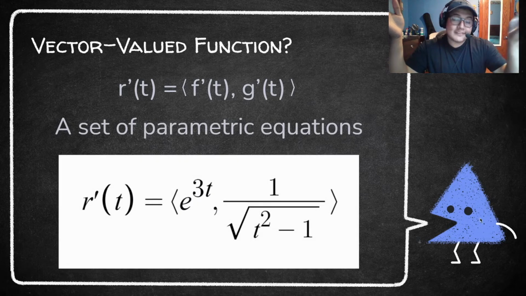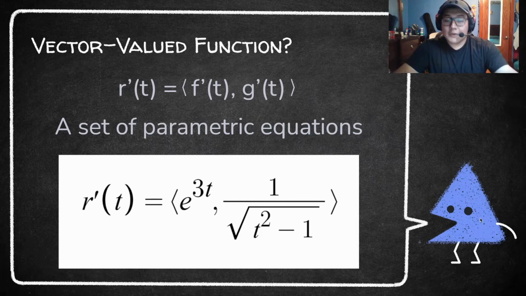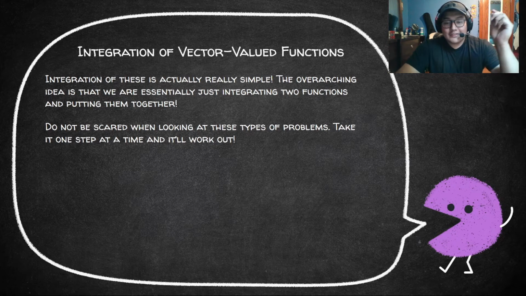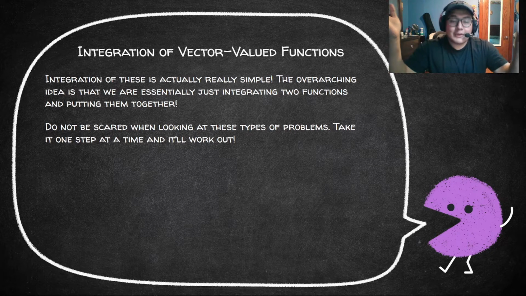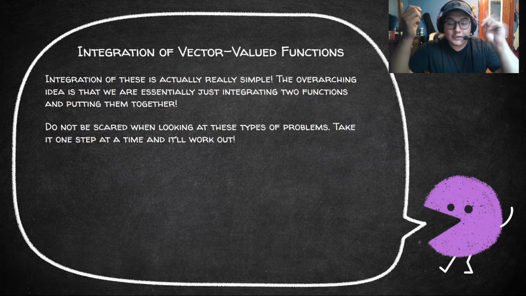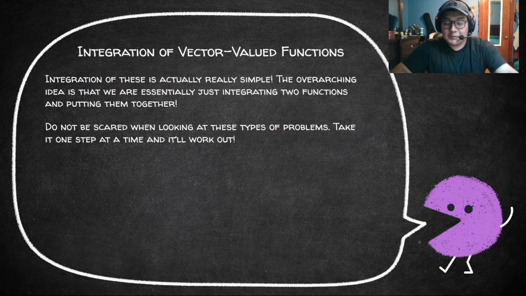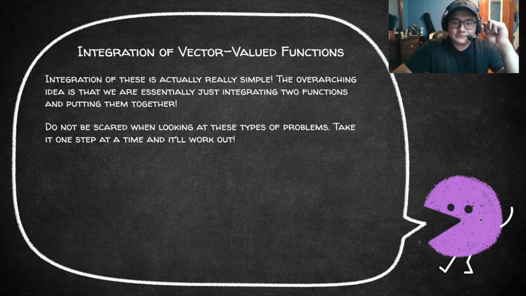r prime of t is equal to e to the 3t, 1 divided by the square root of t squared minus 1. So, in essence, that looks like just a pair of functions. Integration of vector-valued functions is actually really simple. It's just integrating two functions and putting it together. That's the best way I like to put it, to simplify it to its best terms. So don't be scared when you're looking at these types of problems. We're going to take it one step at a time and it'll all work out.